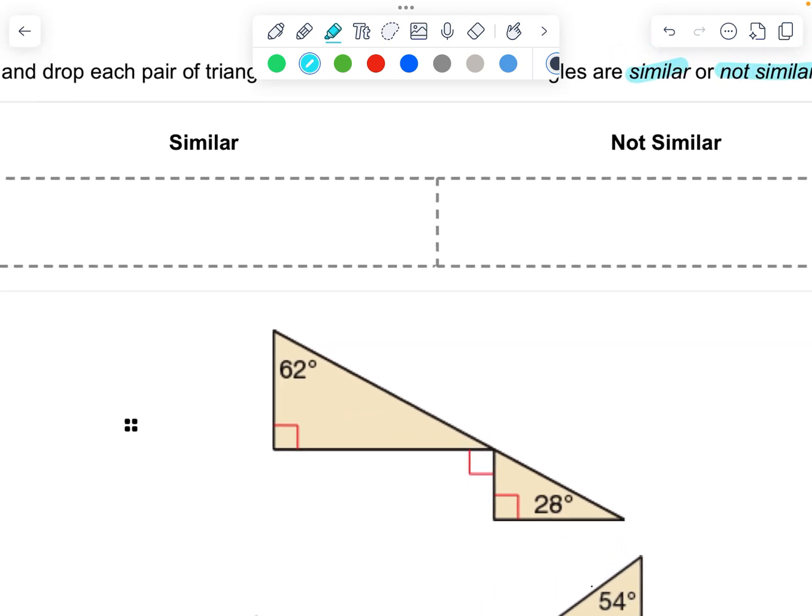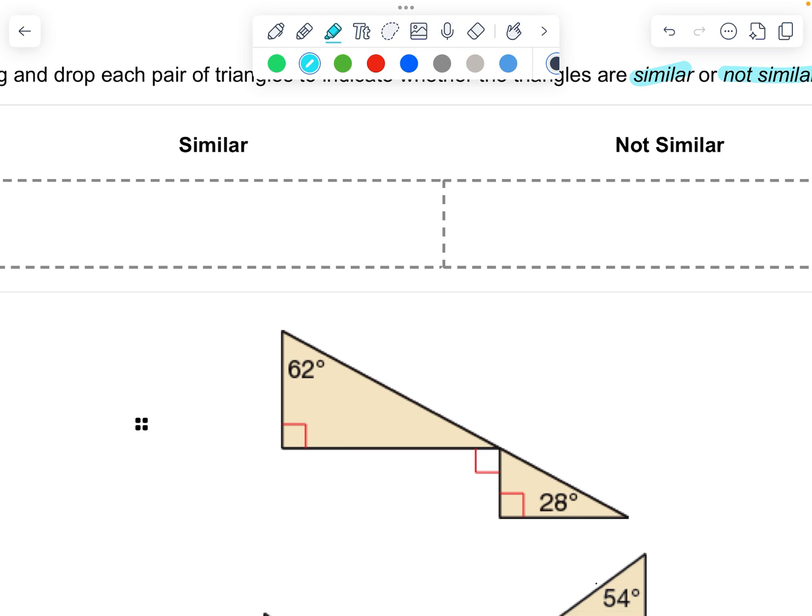All right, so let's look at the first pair of triangles, okay? We have two 90-degree angles. Notice the 90s right here, 90, and the other one, 90. Right there. All right, so we both have two 90s.